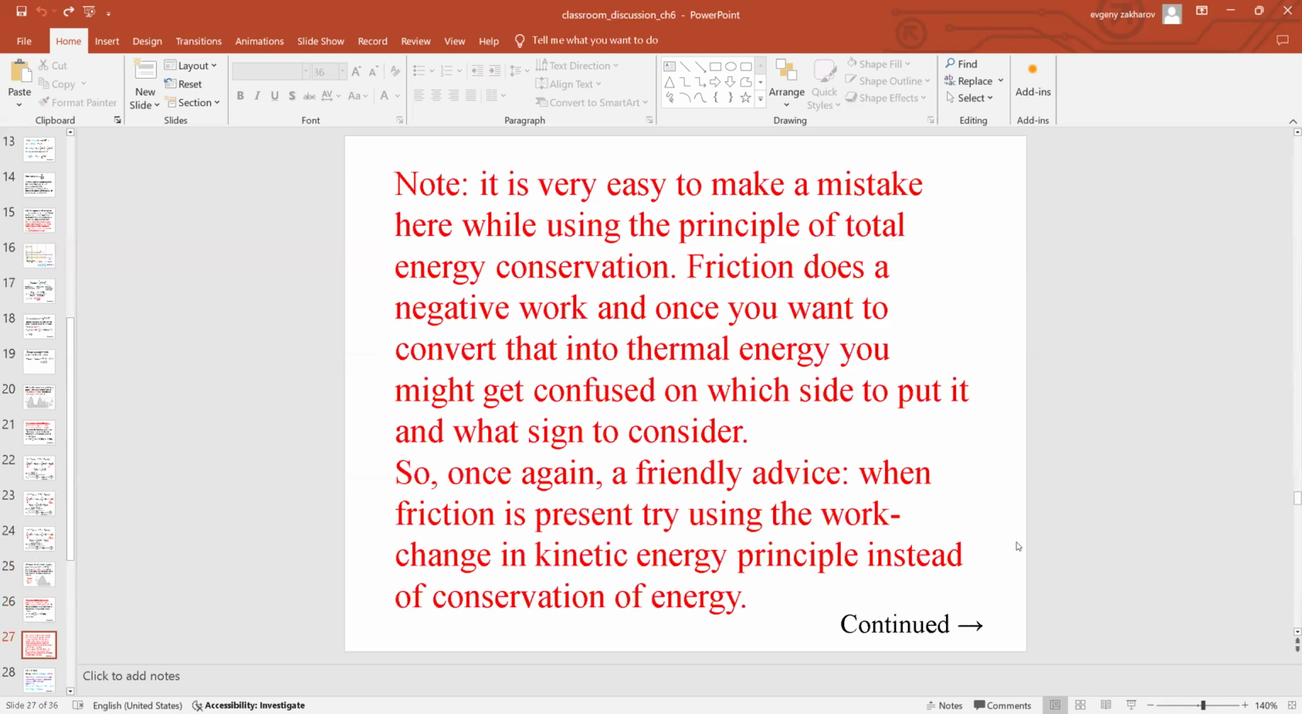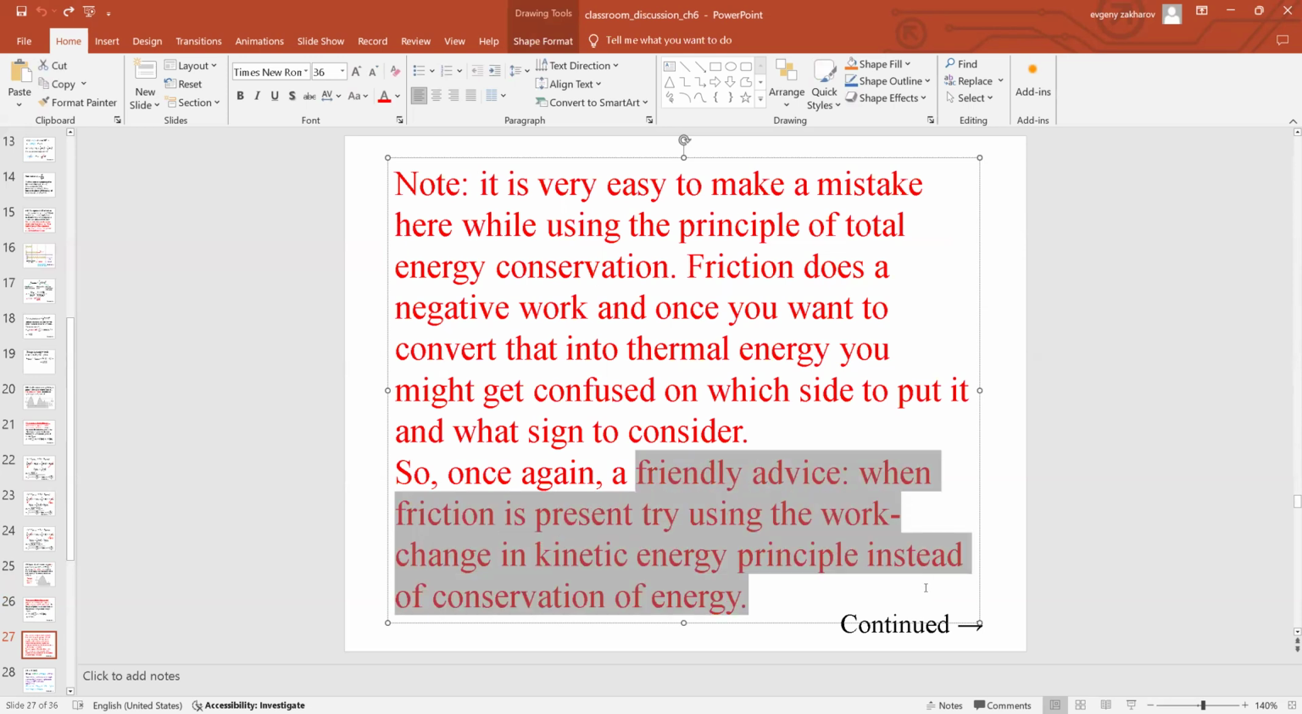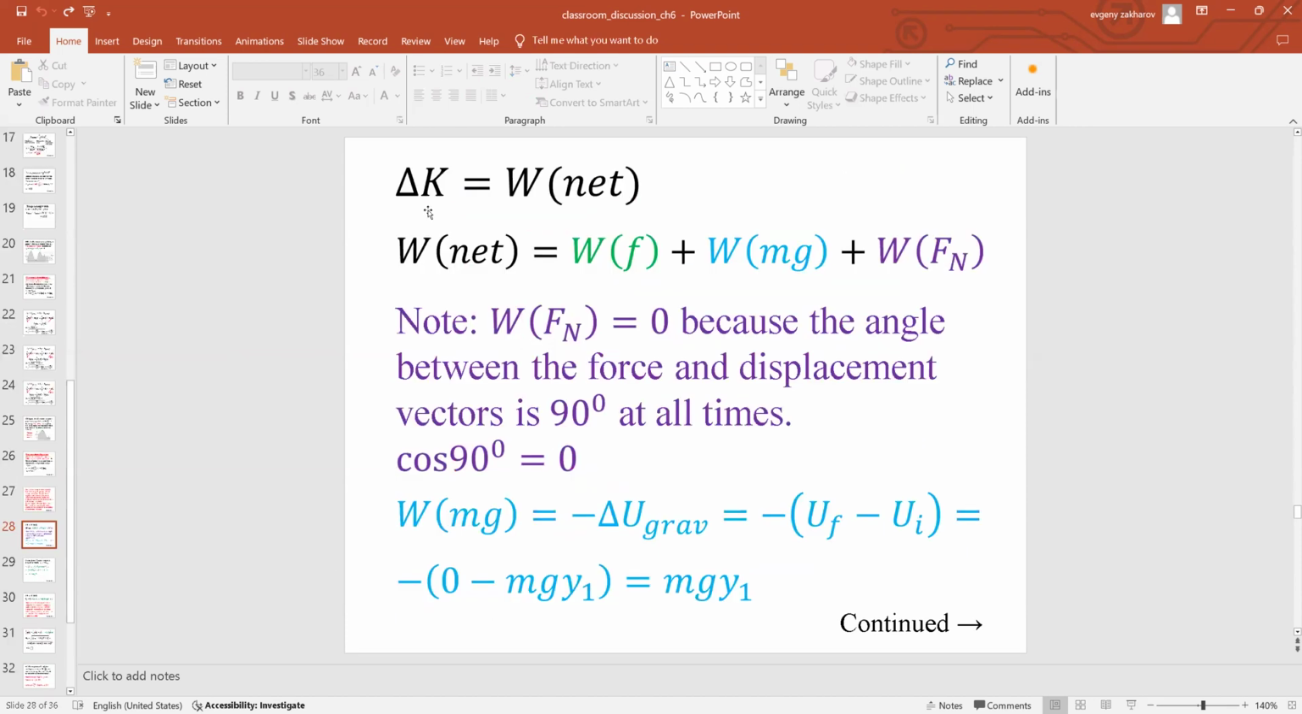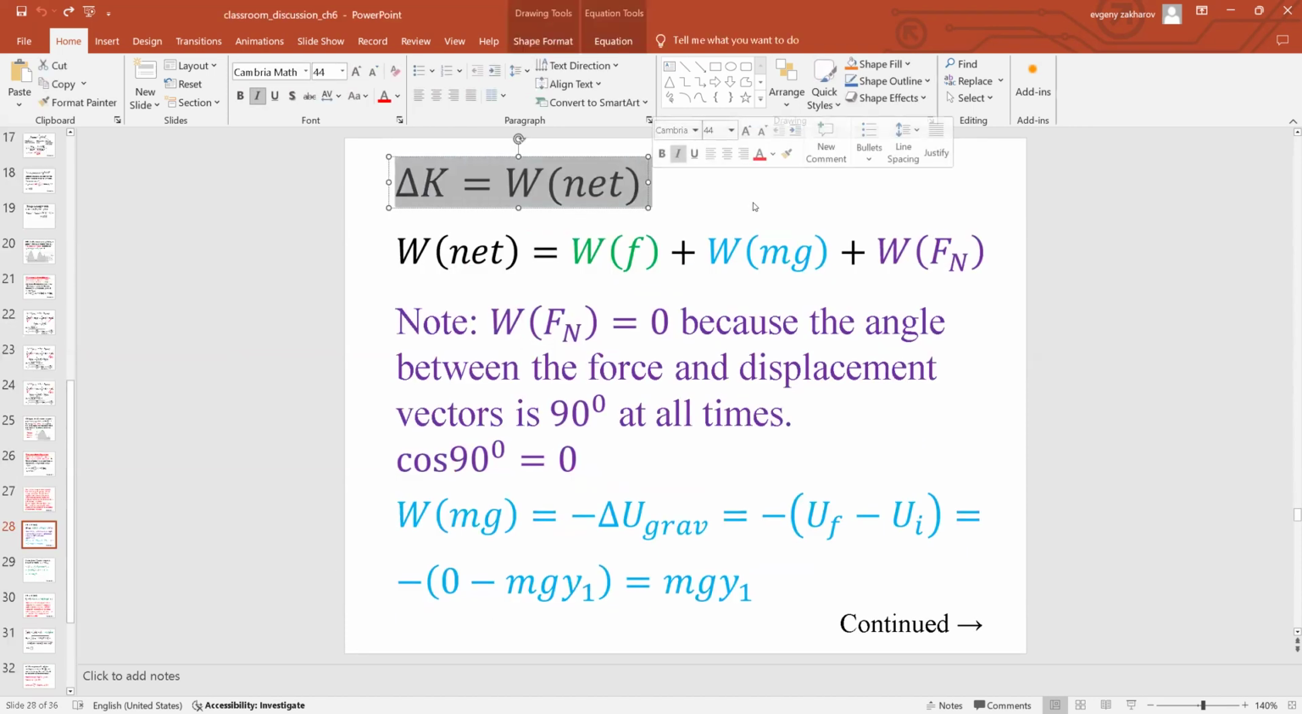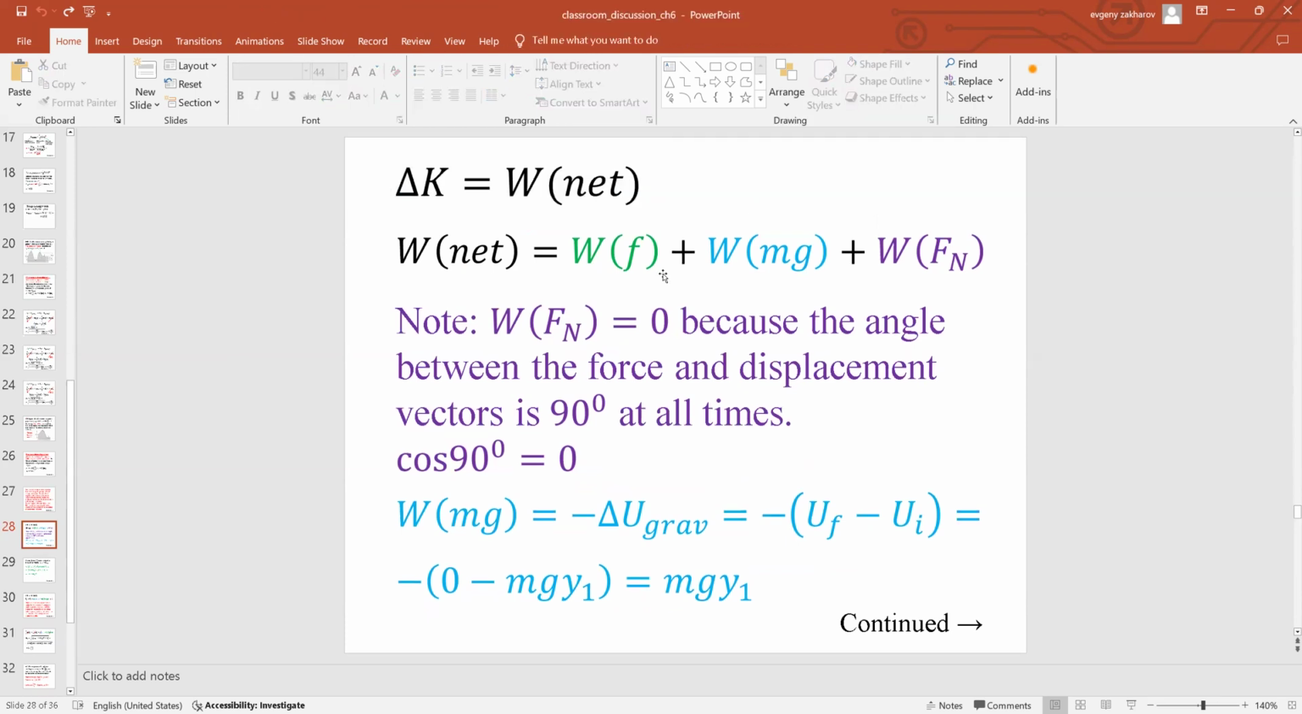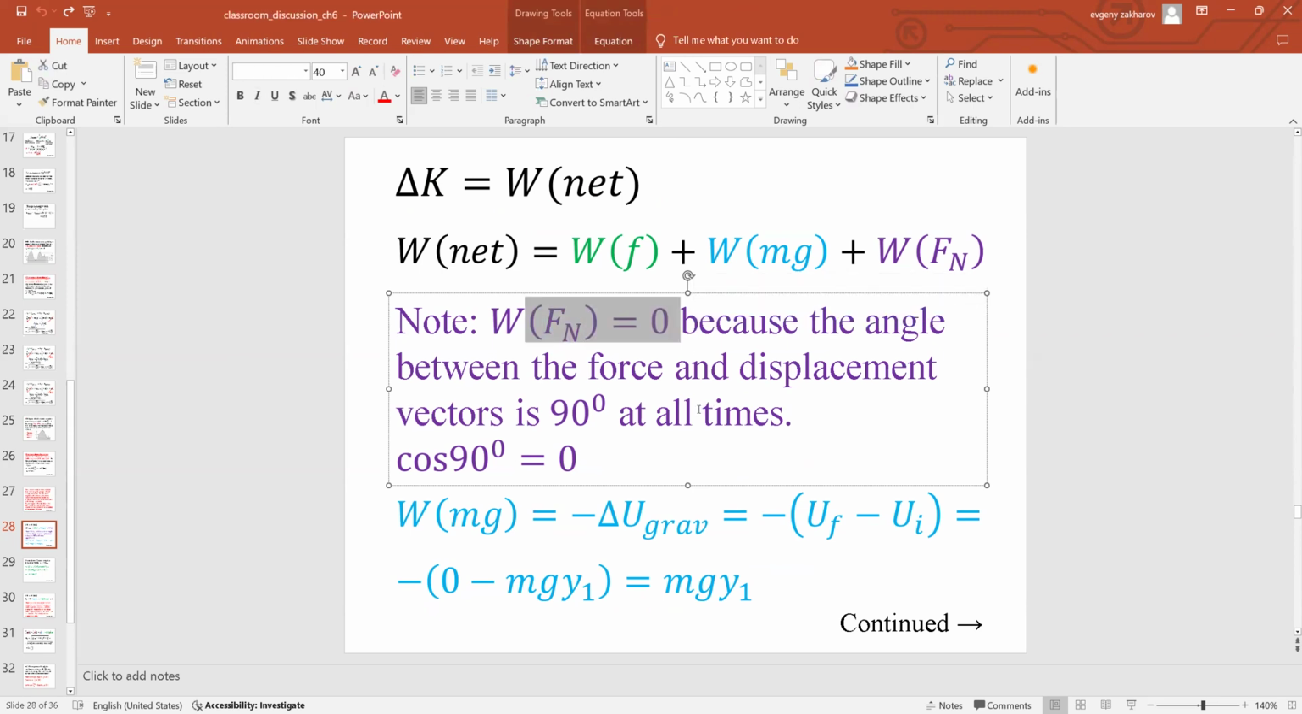That's the energy balance. And once again, a friendly advice, if there is friction, do not do energy balance, but rather do the change in kinetic energy, work done principle. You will never make a mistake with that approach. So what is the work done? We got the friction, we got the gravity, and we got the normal reaction force. Once again, normal reaction force is just 0 work because it's perpendicular to direction of motion. 90 degrees, cosine of 90 is 0, and you get 0 work for normal force.